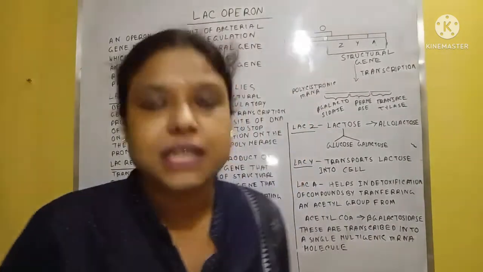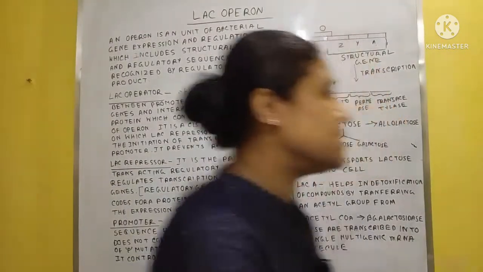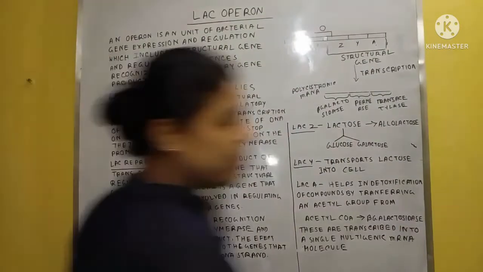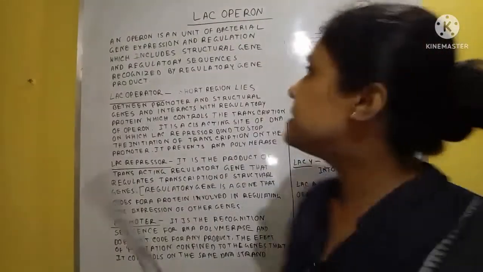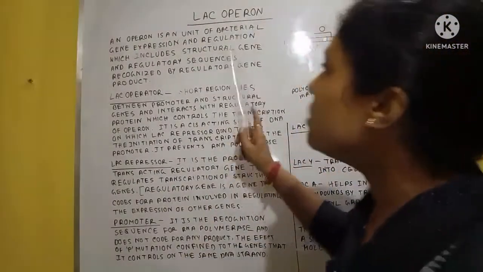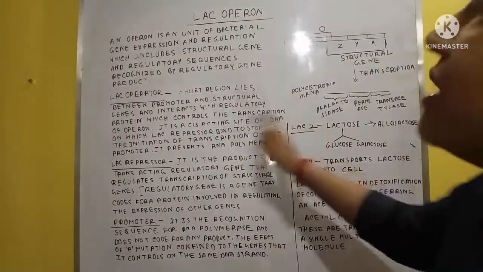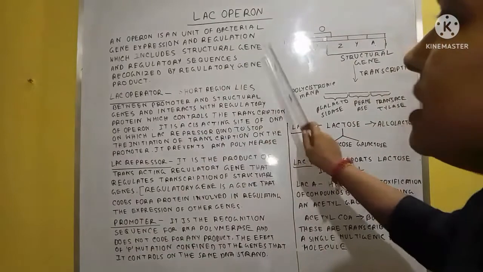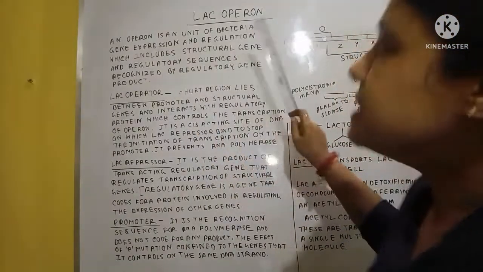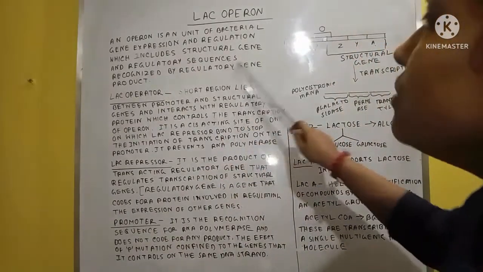Okay, so let's start. This is today's topic, the Lac Operon. What is the Lac Operon? Lac Operon is an operon, a unit of bacterial gene expression and regulation, which includes the structural genes and the regulatory sequences recognized by the regulatory gene product.